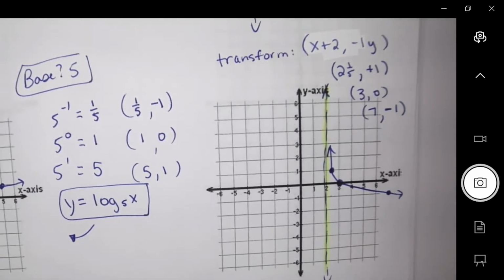There it is. So the A made a reflection over the x-axis, and we also shifted it right 2. So I better be able to physically see those things happening.